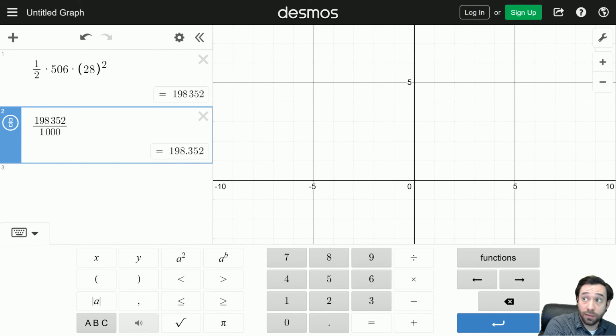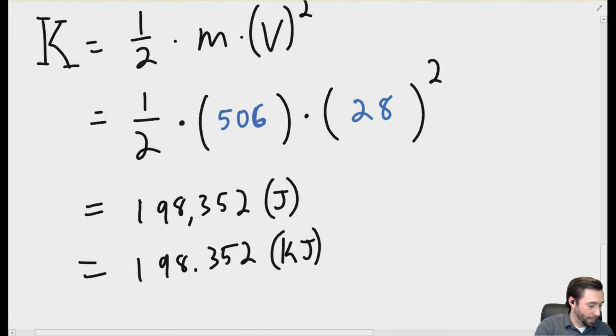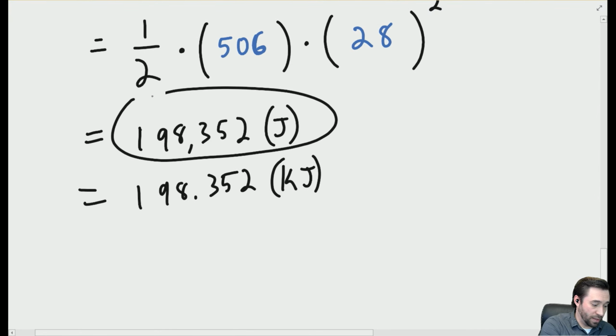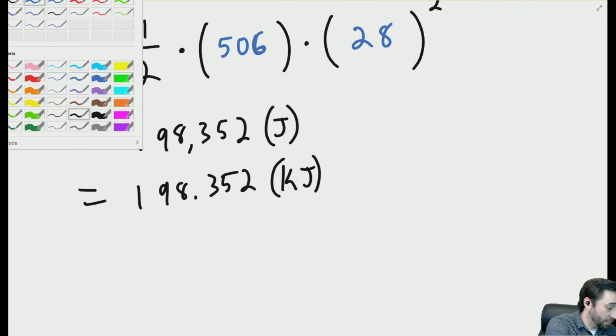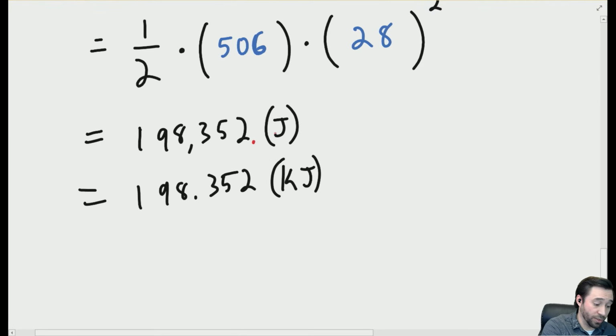So 198,352. That's going to be joules. So 198.352 kilojoules. Okay. So this was the answer that we got from Desmos, from that equation, and that's in units of joules. And then my decimal point was right here, and in order to convert it into kilojoules, I just move it 1, 2, 3 times to the left, and that's where I get my decimal point right there.